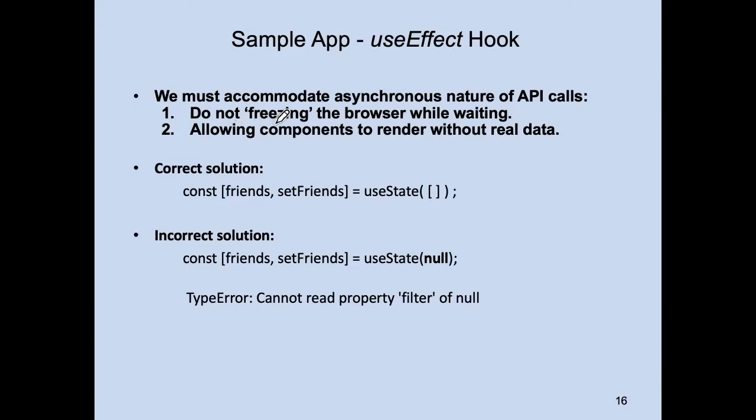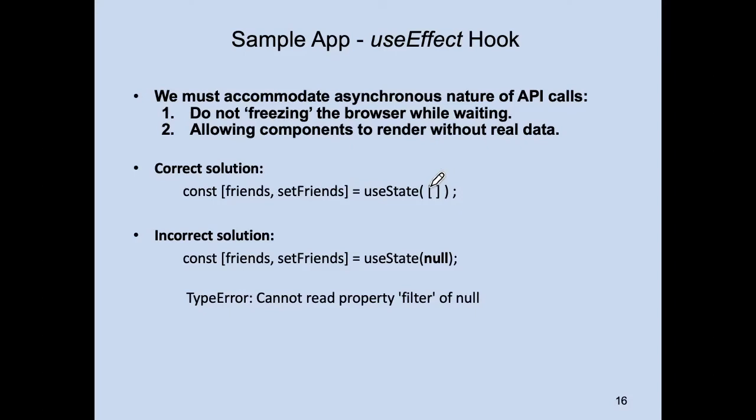We want to allow our component to render even though it doesn't have any data available to it yet from the web API. So the solution to ensuring both of these really was to initialize the state variable that's storing the full list of friends to an empty array. That was the trick. If I'd initialized it to null, which may seem like an insignificant difference, that means that the first time my friends app component renders, it's going to try and filter over a null variable, which it cannot do. It can filter over an empty array.